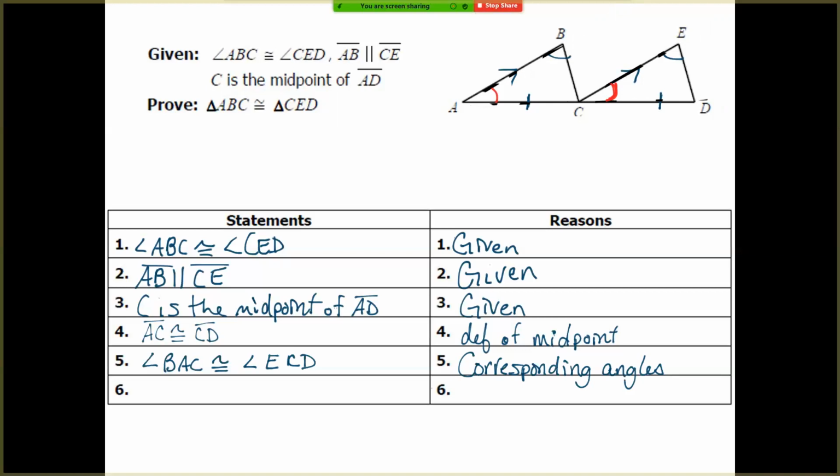So then going back to my triangles, we've now proven 2 angles and one side. Since that side is not included, we're going to use angle angle side to show that triangle ABC is congruent to triangle CED.